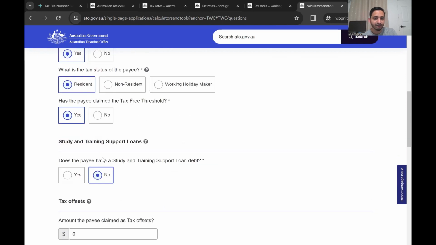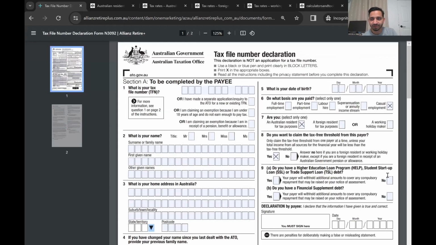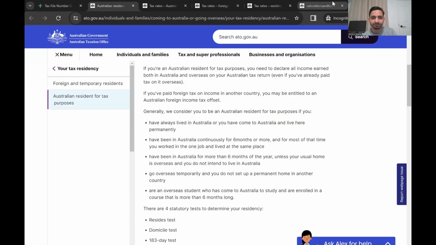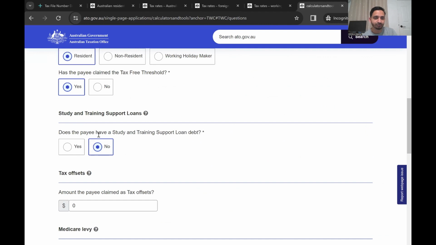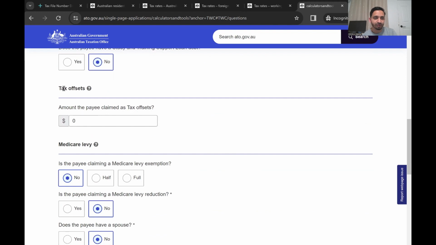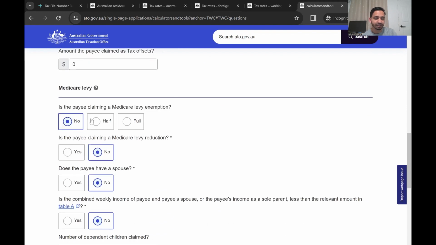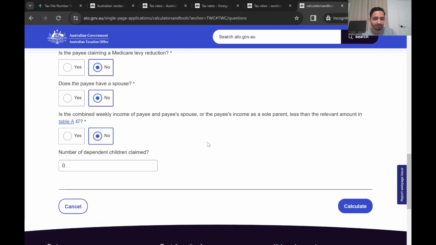Okay. Study loans, this one we are not covering, but this section simply means that you don't owe any money to the government. And if you don't owe any money to the government, then you will just tick no here. Okay. And that's what it says in the PAYG calculator. And there are no tax offsets or Medicare levy. I'm not going to cover that in this video. We're just going to focus on the tax file numbers, and we just hit calculate.